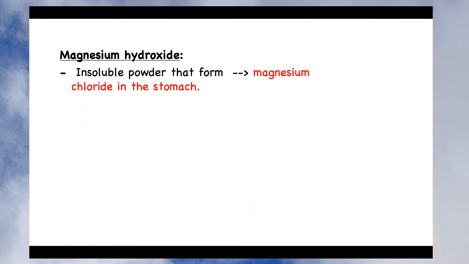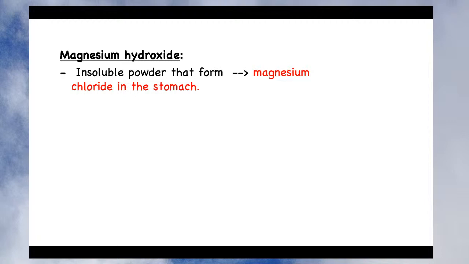The pharmacological action of the drug depends upon what type of salt it is. If you use a different salt, it provides some additional advantages. So let's see how it works. For example, magnesium hydroxide is an insoluble powder that forms magnesium chloride in the stomach. Obviously, when HCl, your acid, comes in contact with magnesium hydroxide, there is formation of magnesium chloride, which is the salt, plus water.